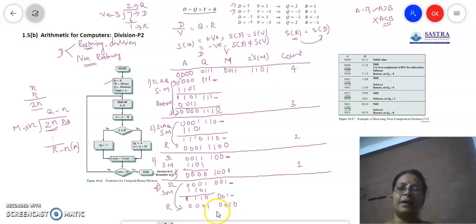Now if you examine here, this is going to be the remainder and this is going to be the quotient. The quotient value is 1 and the remainder is 2. So when you divide the numbers, the quotient will be in Q, and A will have the remainder. A equals 1 and Q equals 2. This completes the division.